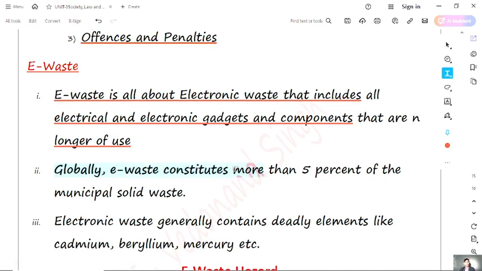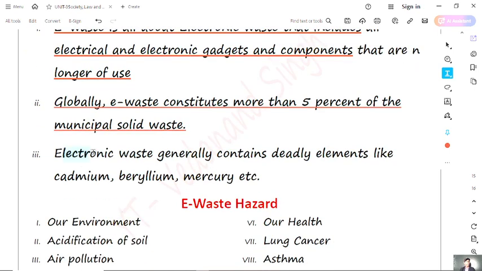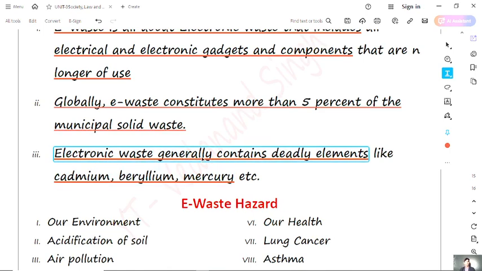Globally, e-waste contributes no more than 5% of the municipal solid waste. Generally, if you see globally, 5% of the total waste is e-waste. E-waste means mobile components, laptop components, computer components. All these components come in the e-waste. Now, electronic waste generally contains elements like cadmium, beryllium and mercury.